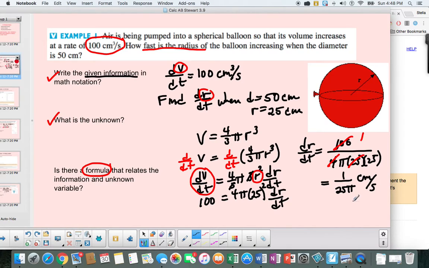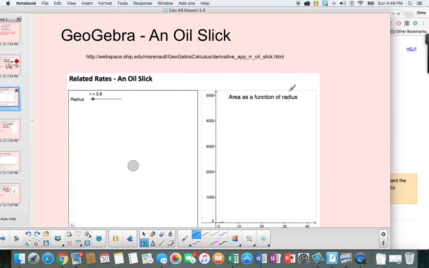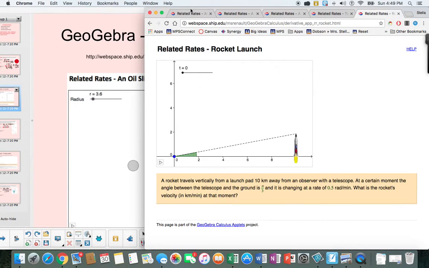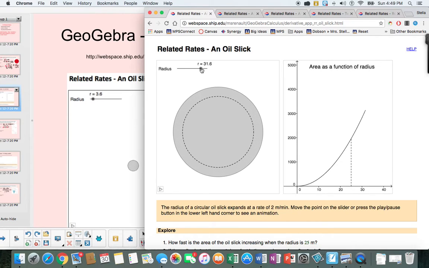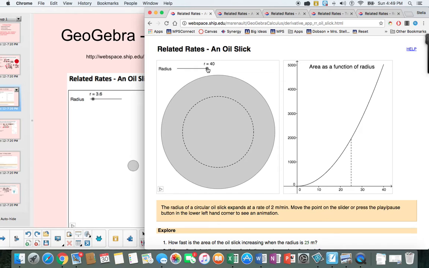Related rates is what this unit is called, and it's called related rates because we have an equation that has two different rates and it's showing us how they relate to each other. In GeoGebra, they have an example of not a sphere growing, but an oil slick that's getting bigger. As it gets bigger, notice the area is changing, and the rate at which the area is changing would be a derivative. You can see the derivative is different at different times.